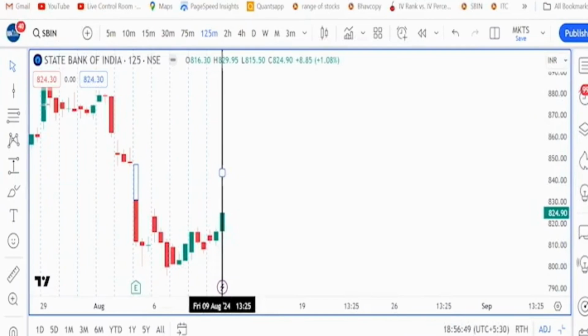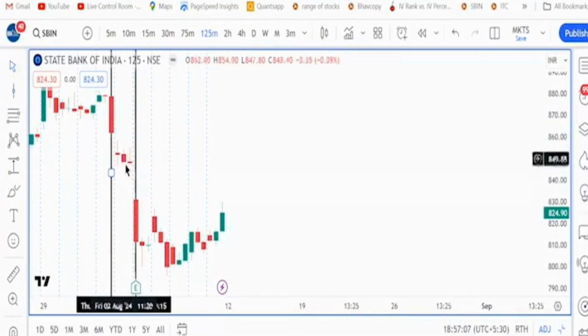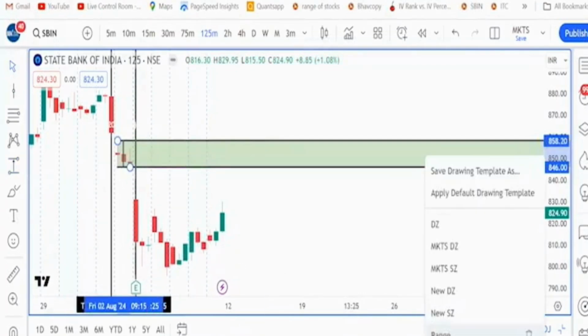So your leg out candle will be here. This is your leg out. 1, 2, 3 base candles. So where is the leg in, in this case? Leg in, 3 candle base, leg out. So what you need to do now is, from the lowest point to the highest point, mark the supply level.